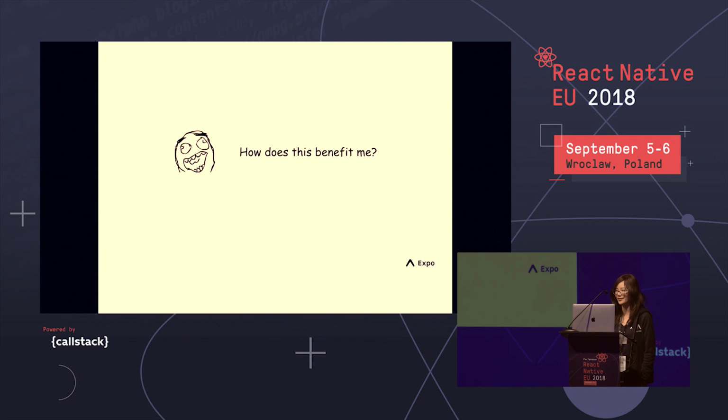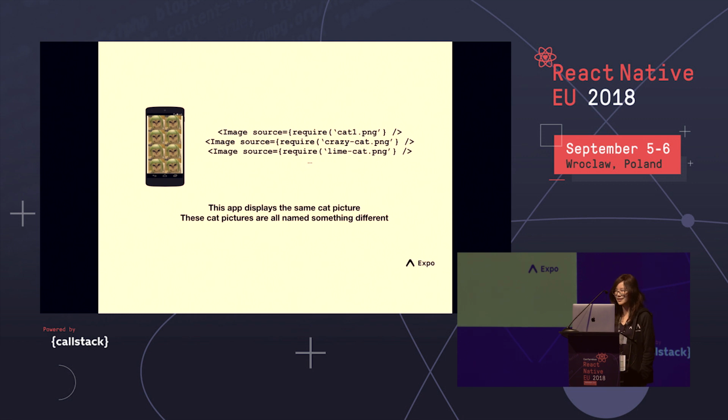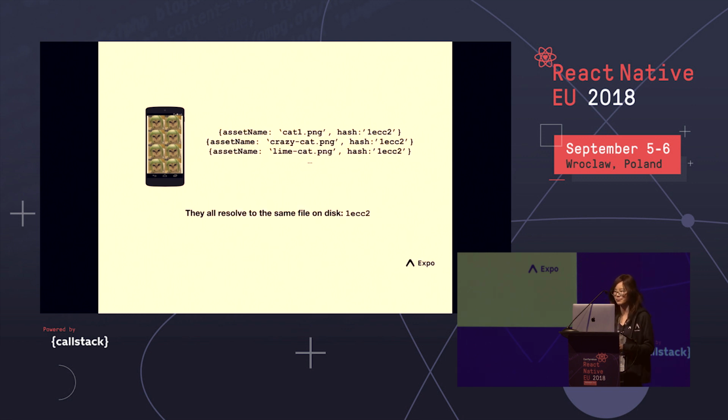All right, so you might be wondering, okay, this is cool, but how does this benefit me? Say you had a really inefficient app. Say I have 8 cat pictures. They're all the same cat picture, but I'm doing an image source require on differently named files. I'm declaring cat1.png, crazy cat, lime cat, but they all are really copies of the same file. So when we put it through the packager and we run it in production, these assets are all resolved to the same file on disk, which is the hash of the cat.png, 1ECC2.